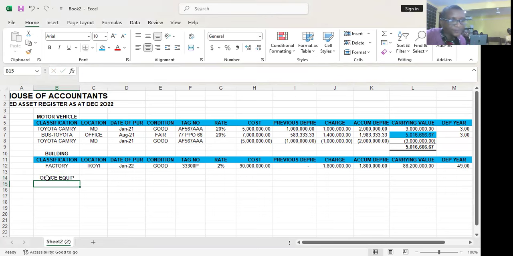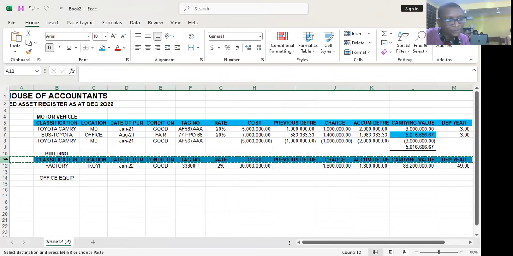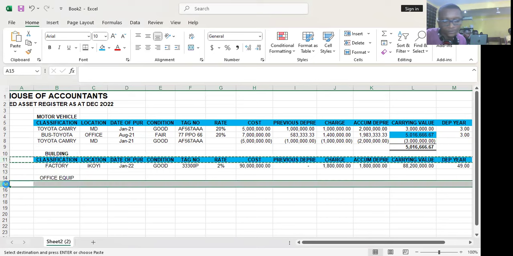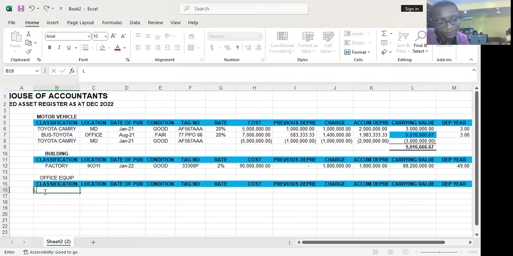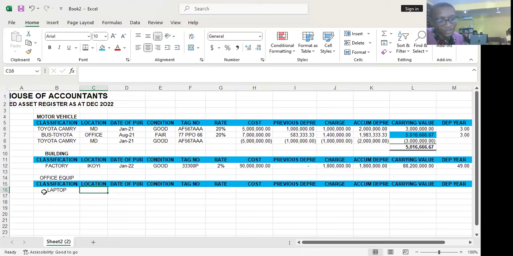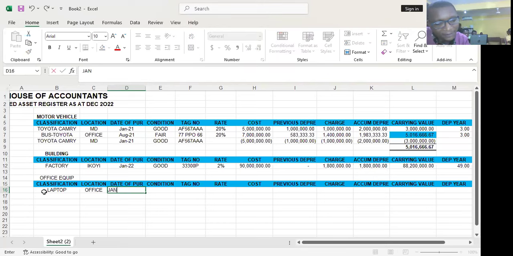Office equipment. So I've just copied the same thing here. The classification, I'm talking about laptop. Location is in the office. Date of purchase, I said we should use January 2022.